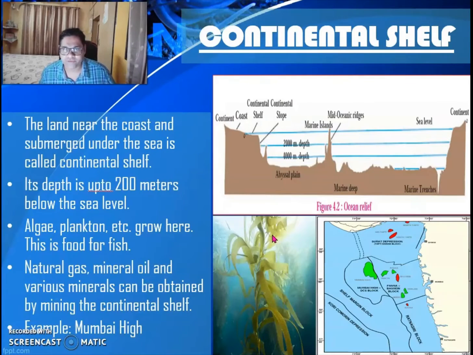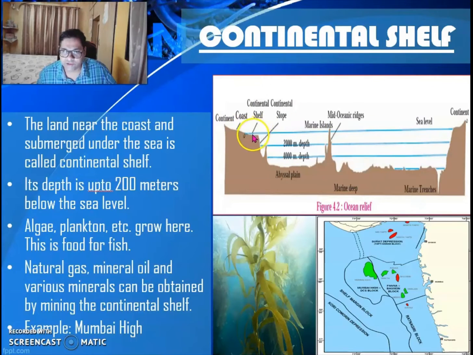And let's go ahead. Firstly, let's learn about the continental shelf. This is the first part in the oceanic relief. Now continental shelf, where is it on the diagram? It's here. It's near the coast. The land near the coast and submerged underneath the sea is called the continental shelf. Here you can see the level of the sea. Now the depth of this is 200 meters below the sea level.